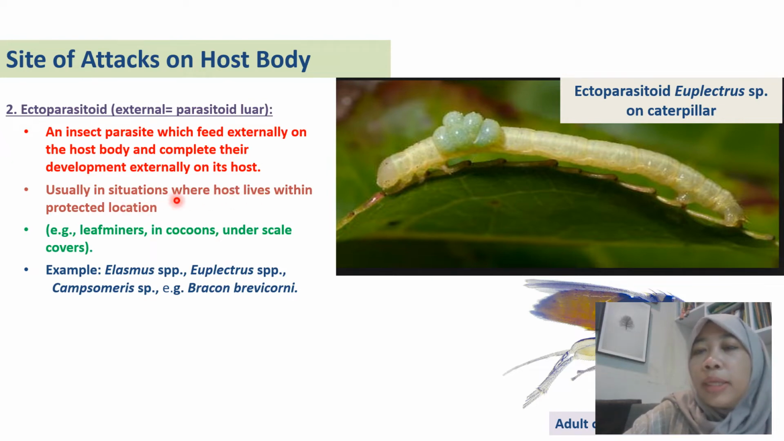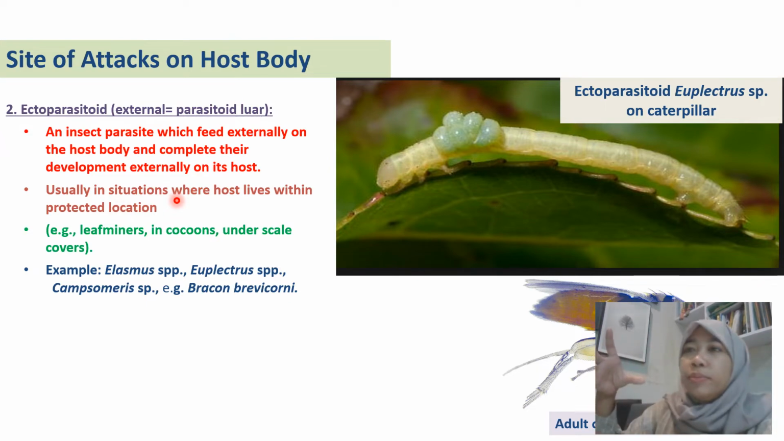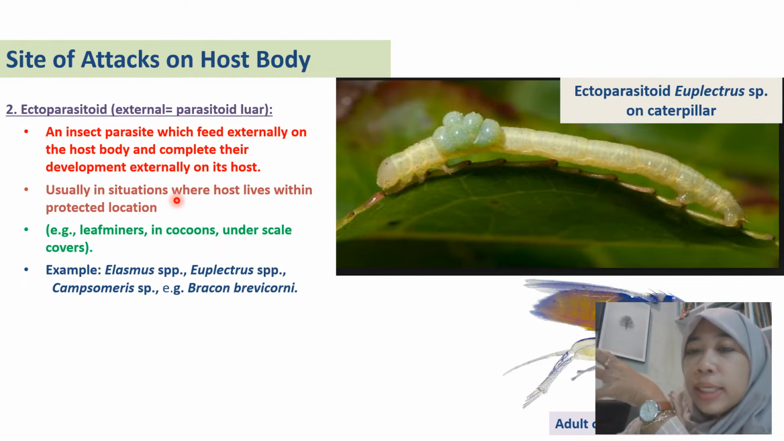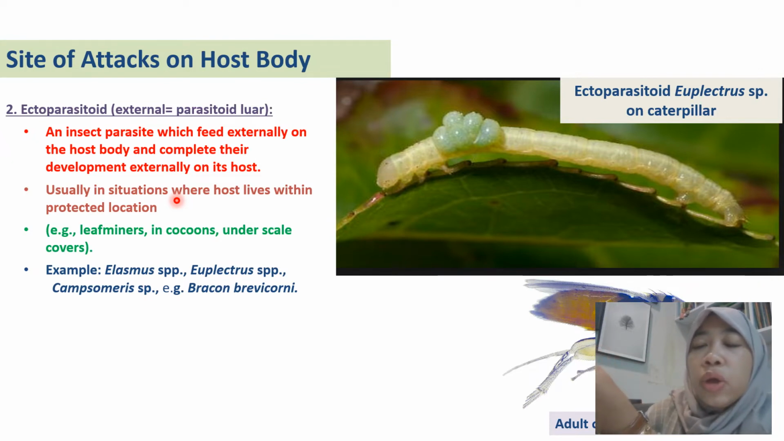For example, we can find ectoparasitoid when the pest is not visible to the parasitoid. For example, the stem borer. Stem borer is penggerek batang. The habitat of the stem borer is inside the stem of the plant, so the host will not be visible to the parasitoid. So what can the parasitoid do to parasitize that stem borer?